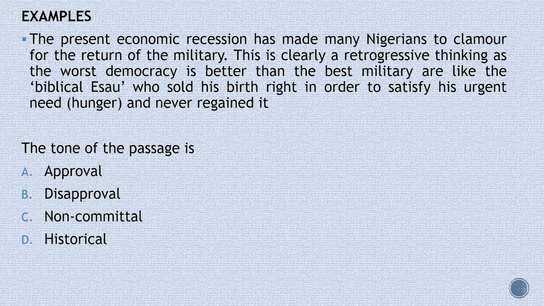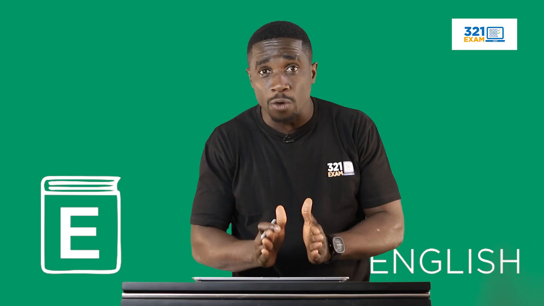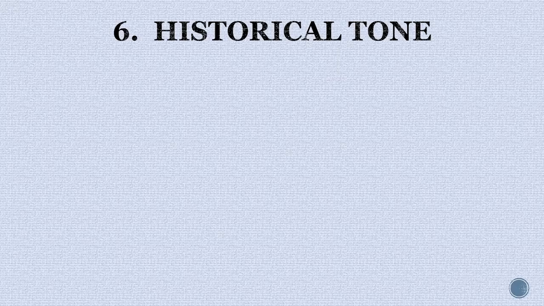Let's take another example. The present economic recession has made many Nigerians to clamor for the return of the military. This is clearly a retrogressive thinking, as the worst democracy is better than the best military. Like the biblical Esau, who sold his birthright in order to satisfy his urgent need, hunger, and never regained it. So they now ask us, the tone of this passage is what? Disapproval. Why is it disapproval? Because the writer does not support the return of the military. He places his stand in the practice of what? Democracy. So you must be able to differentiate between the tone of approval and also the tone of what? Disapproval.